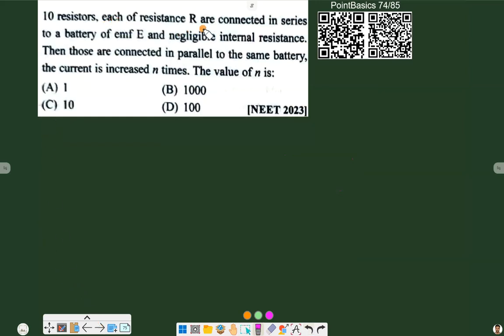10 resistors, each of resistance R, are connected in series to a battery of EMF E and negligible internal resistance. Then they are connected in parallel to the same battery, and the current increases n times. Find the value of n. First, the internal resistance is negligible. So we have a battery with 10 resistances of value R in series, so their final resistance will be 10R, and the current in this series circuit will be E by 10R.